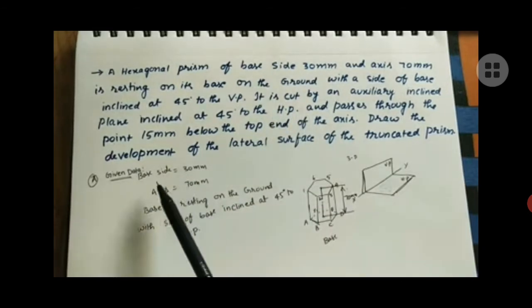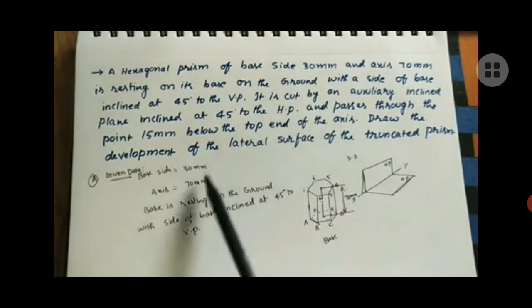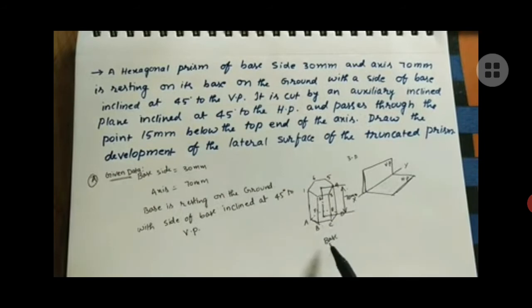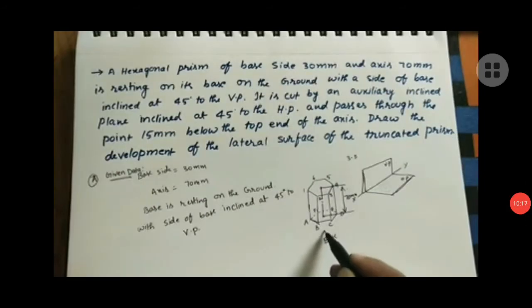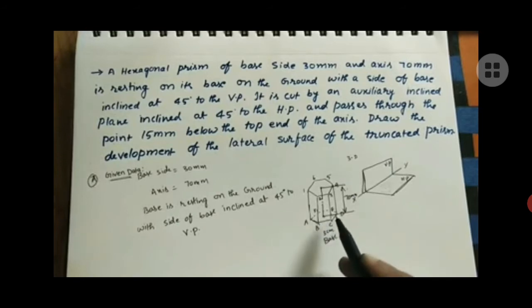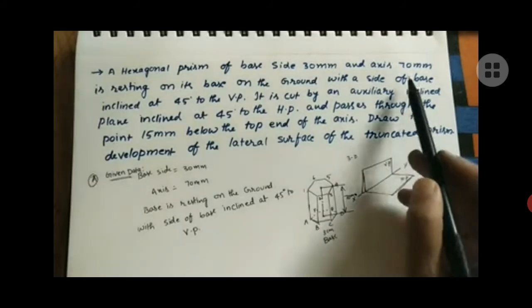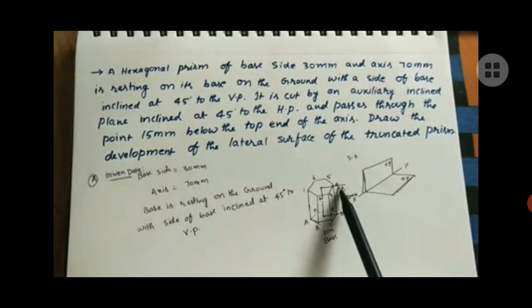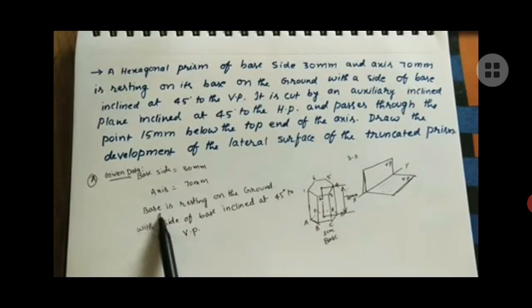The base side given is 30 mm. We are using a regular hexagon, so all sides are equal in length. The axis is 70 mm, which is the height of the prism.